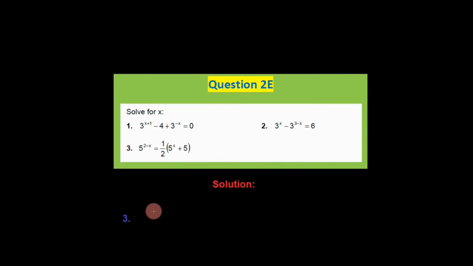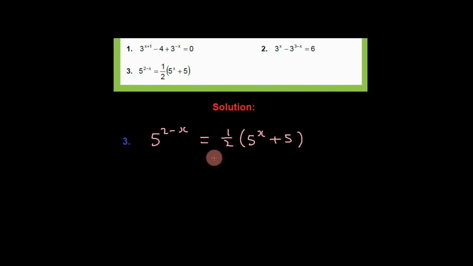In the third equation, we have 5 to the 2 minus x equals a half into 5 to the x plus 5. We can start by getting rid of the fraction here by multiplying through by 2. And I'm also going to split up the term on the left-hand side. So it's 2 times 5 to the 2 times 5 to the negative x. On the right-hand side, the half disappears.